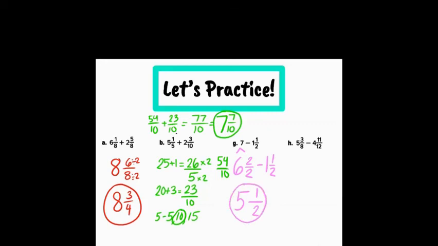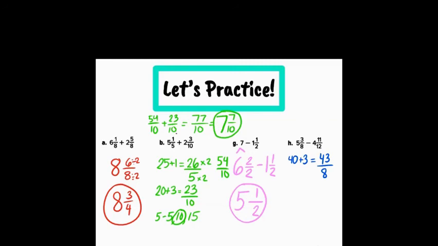All right, let's try this last one. Letter H, 5 and 3/8 minus 4 and 11/12. So first, let's rewrite the fractions as improper fractions. To do this, we're going to multiply the denominator times the whole number. 8 times 5 equals 40. Add the numerator, so add 3 more, and you will get 43. Put it over the same denominator, which was 8.